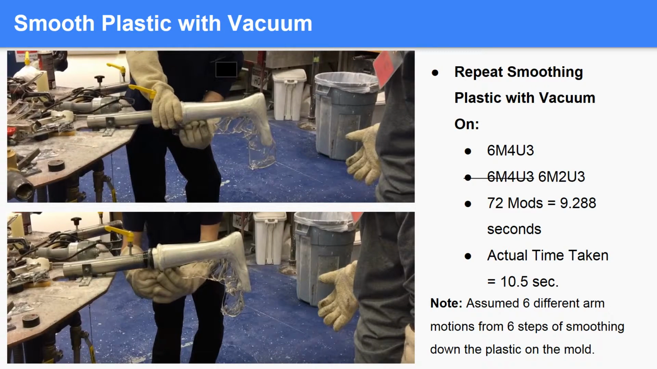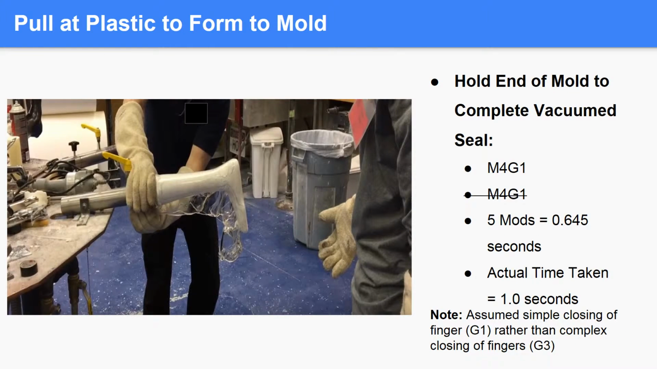Next, I repeated the smoothing plastic step with the vacuum on, where it took me 10.5 seconds, where modular time ended up having it be 9.288 seconds. Lastly, I pulled at the end of the plastic in order for the plastic to form over the mold, where it took me 1 second, where MODAPS time had me take 0.645 seconds.